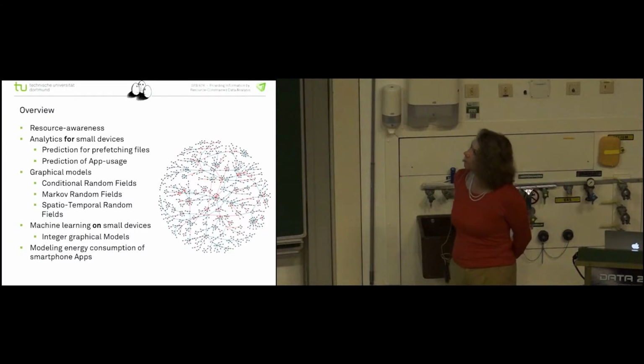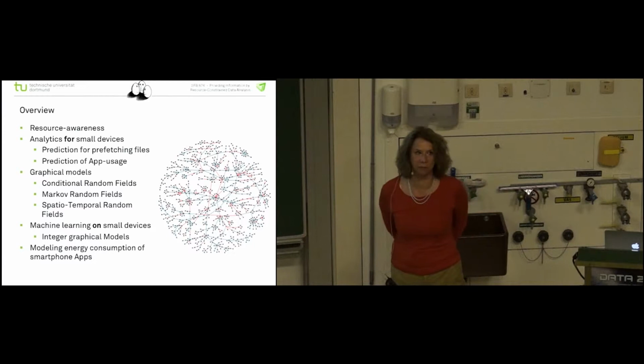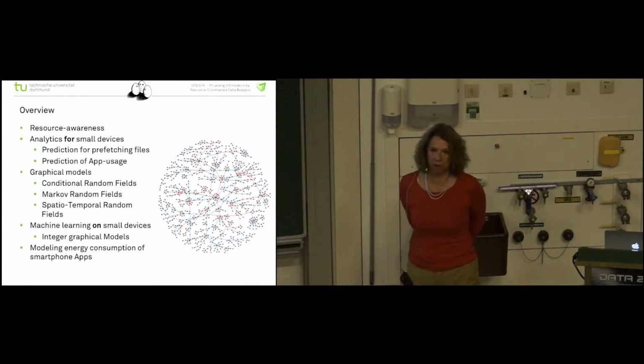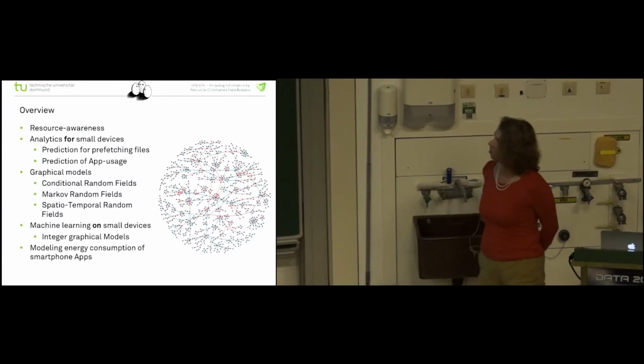And then I talk about graphical models. Graphical models are the most complex models that we have in machine learning, and therefore it is a challenge to have these most complex models on tiny devices. So big data on small devices, that's an issue.